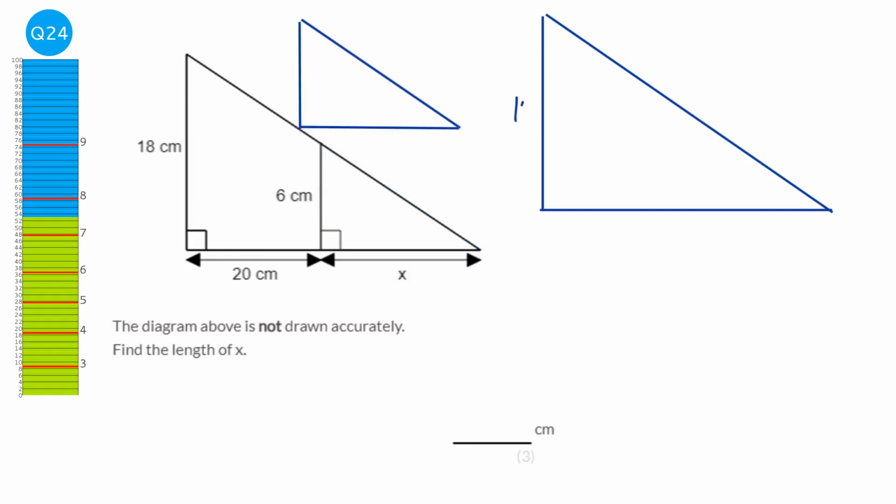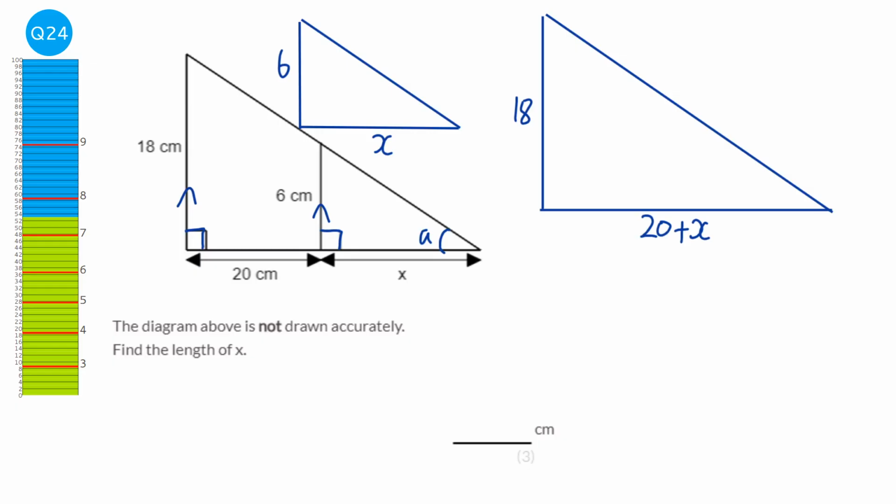And we can label the sides of them as 18. Now this long length would be 20 plus x, 20 centimeters plus x. Then we've got 6 here and we've got x here. Now the 2 triangles are similar because the sides here, we know they are parallel because they are right angles. And they share an angle here, which we can just label as A. And so they are definitely similar, which means that one is an enlargement of the other.